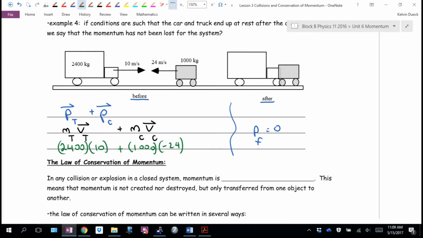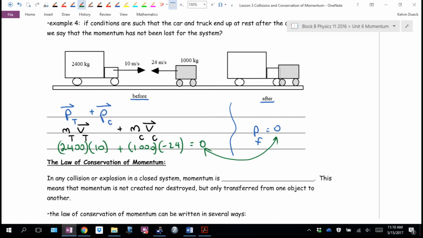Don't you get 24,000 plus negative 24,000? What was my initial momentum? Momentum was conserved. There was no change in total momentum. That's how we can say, if they ended at rest, the momentum at the beginning must have been 0.